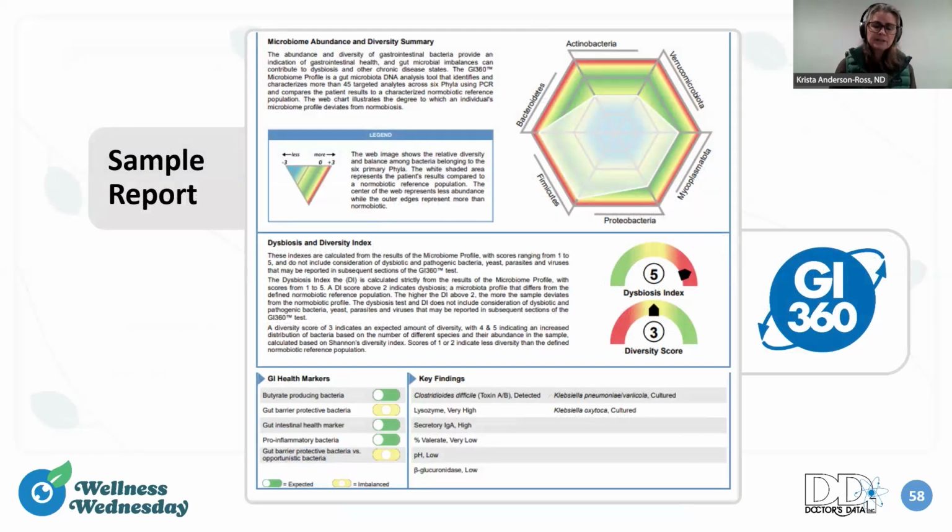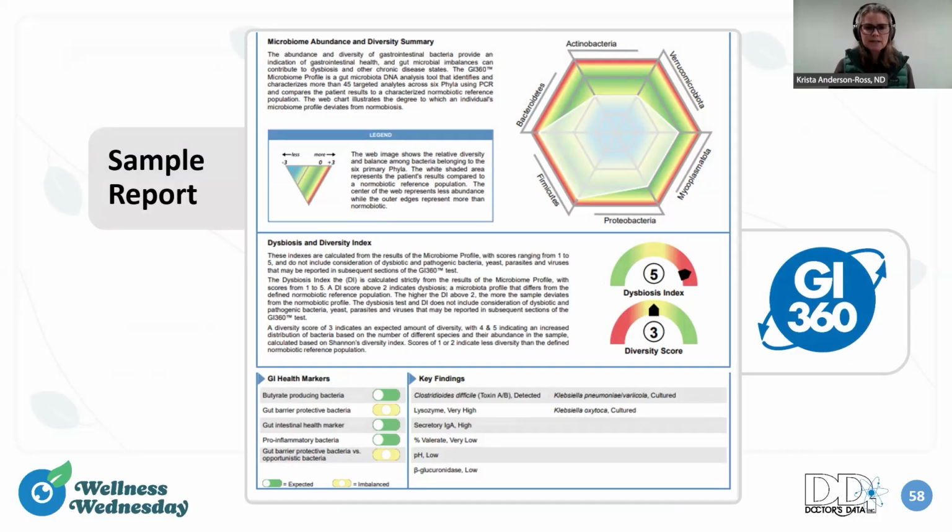So we're going to very briefly run through a sample report, starting with this front summary page, which is giving you a bird's eye view of your patient's significant GI 360 findings. If you only had 30 seconds to understand your patient's microbiome, this is the page that you would look at.